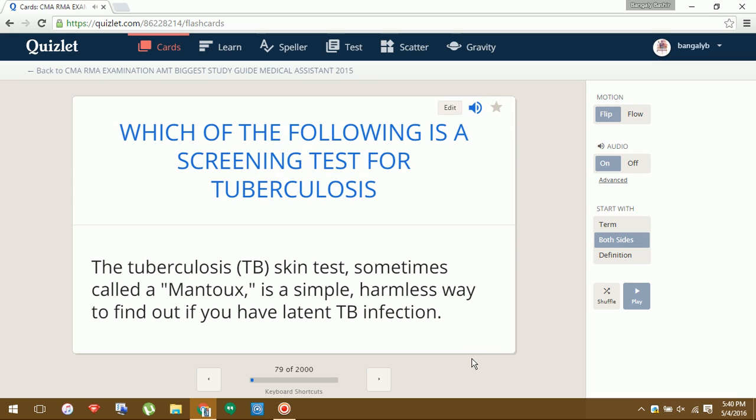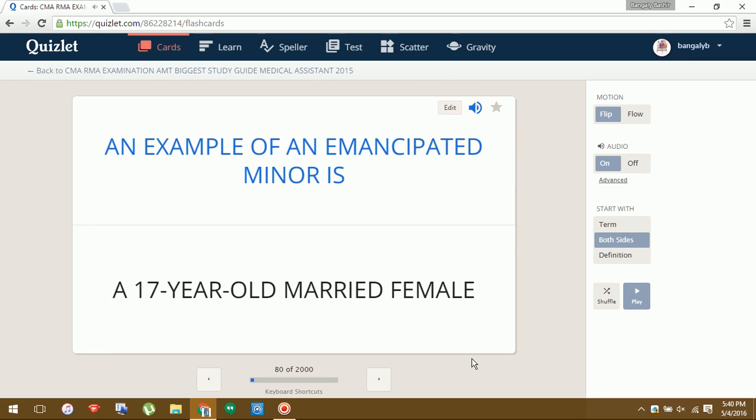Which of the following is a screening test for tuberculosis? The tuberculosis skin test, sometimes called Mantoux, is a simple, harmless way to find out if you have latent TB infection. An example of an emancipated minor is a 17-year-old married female.